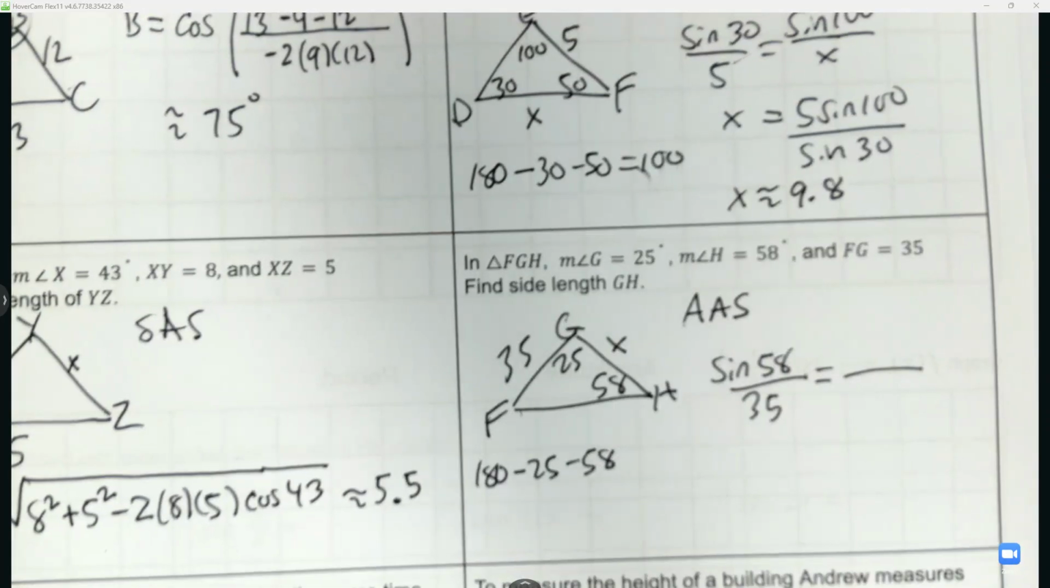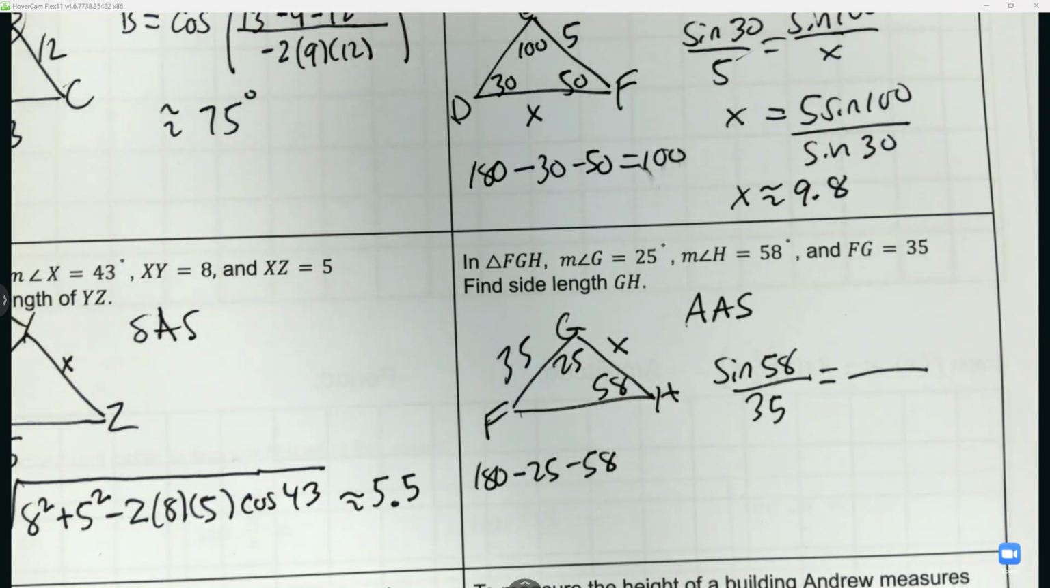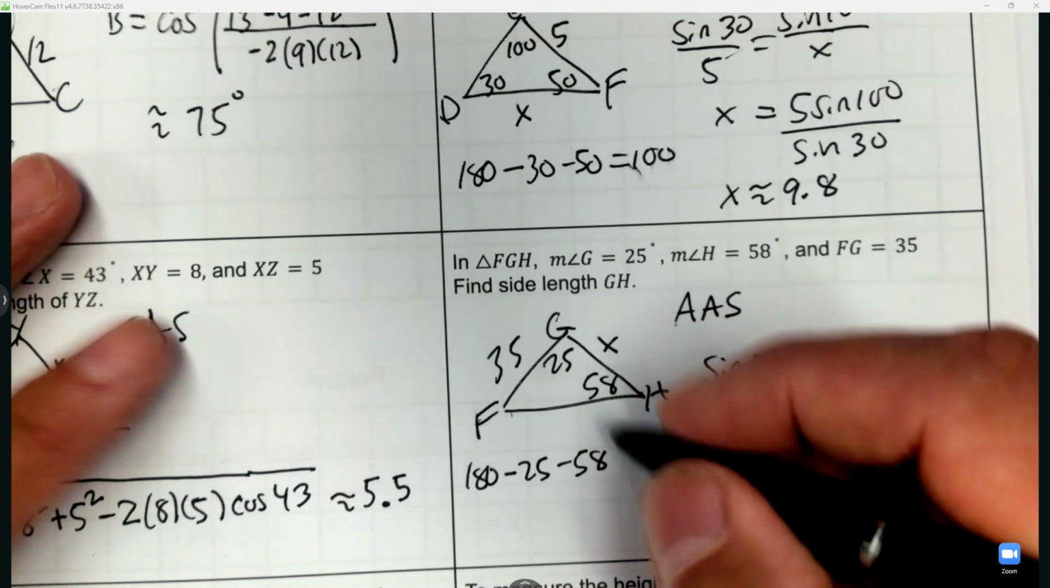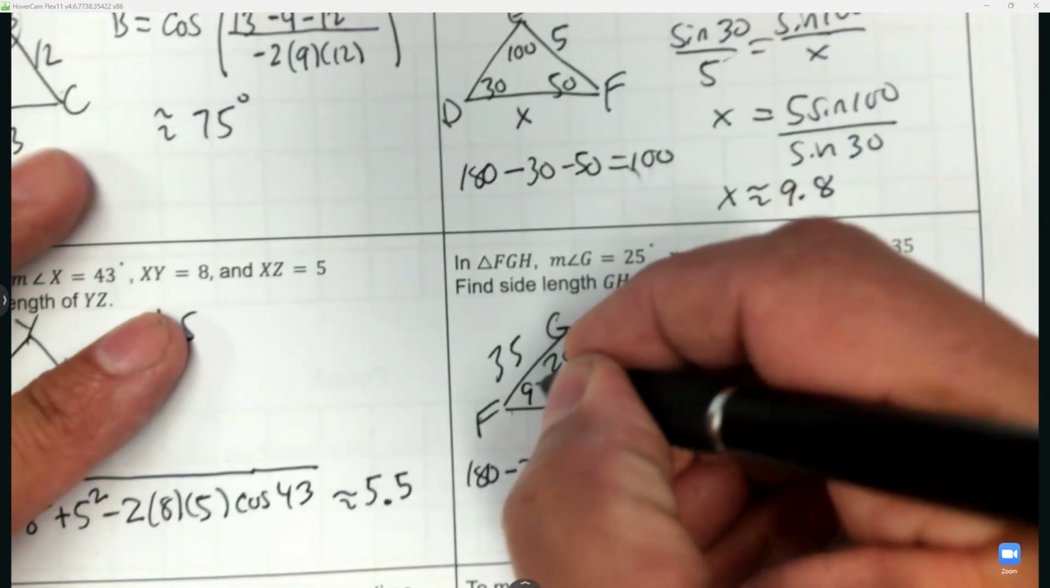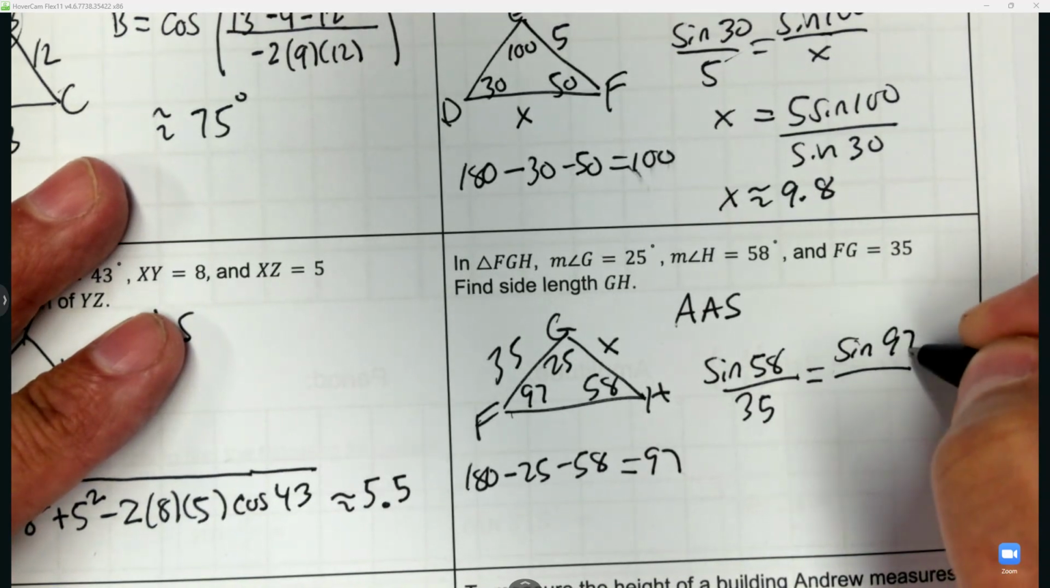So I'm just going to go quick to Desmos. My brain doesn't want to do that right now. So 180, take away 25, take away 58. I get 97. So now it's sine 97 over x.